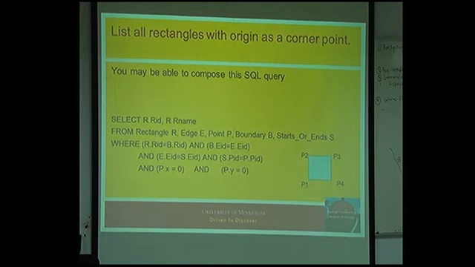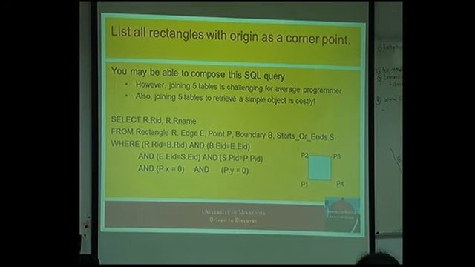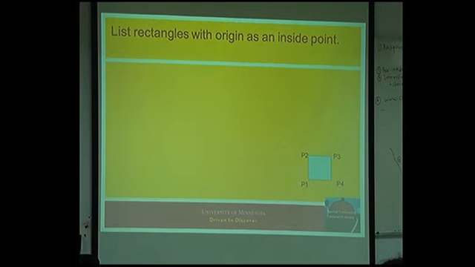Let's look at the second query. Of course, this would be a performance challenge. As I said, for average programmers, probably this won't be very natural, but people can do it. How about this query? Rectangles with the origin as an inside point. Now life gets harder. And those of you who are SQL enthusiasts, I will ask you to try doing it on your own. And if we have plenty of time, we'll show that. But at least I will show you the code.